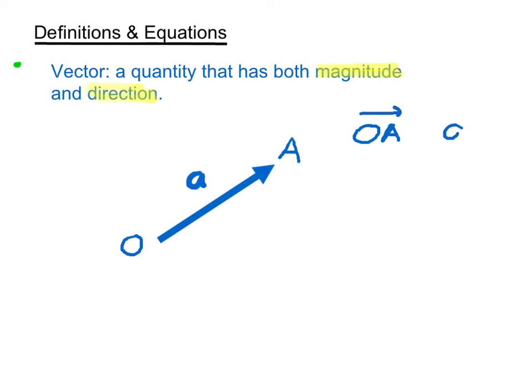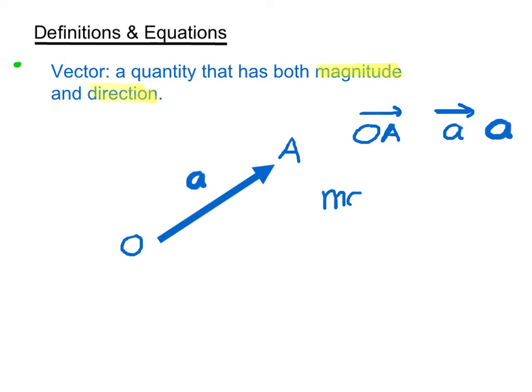Or we could simply represent the vector with a single letter designation, like this. And often in textbooks, instead of drawing that arrow, which is useful for students doing homework, the textbook would simply use the single letter designation with a bold letter, in this case a bold lowercase a.